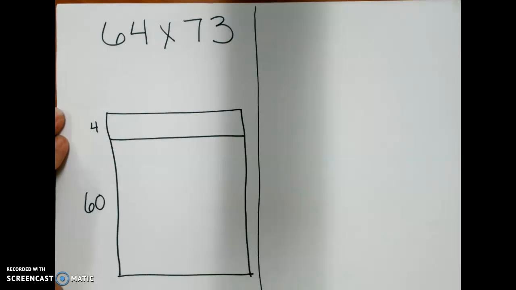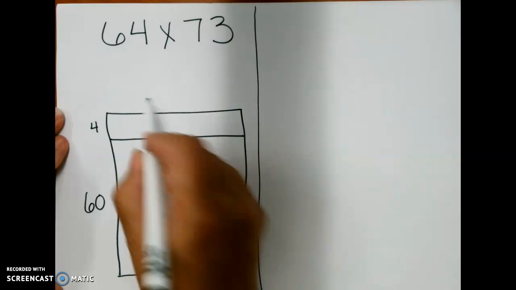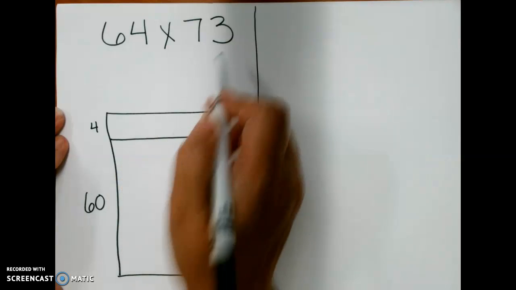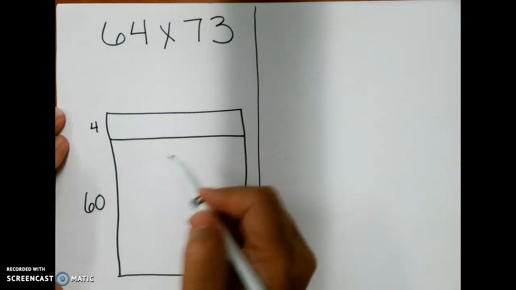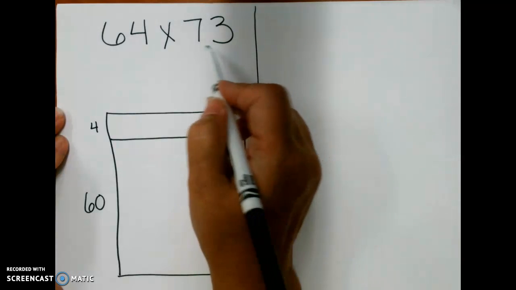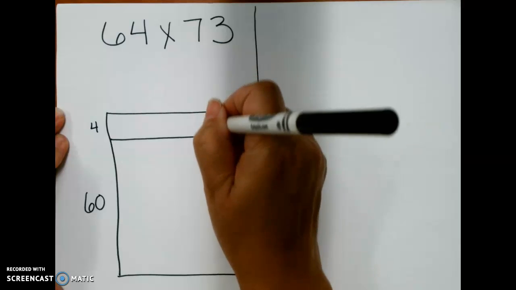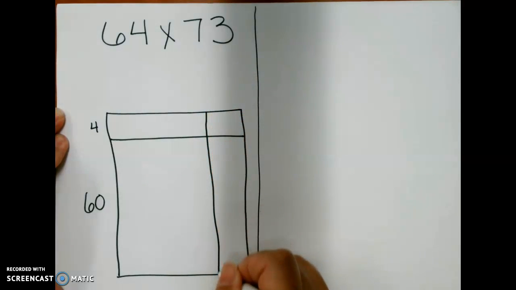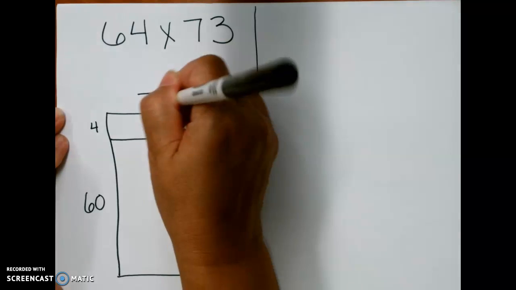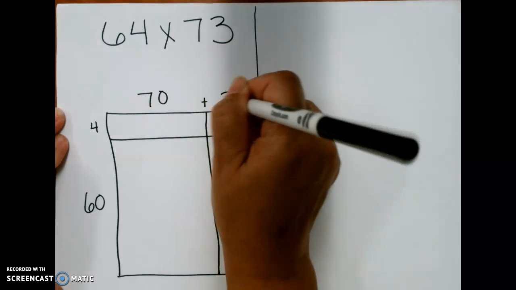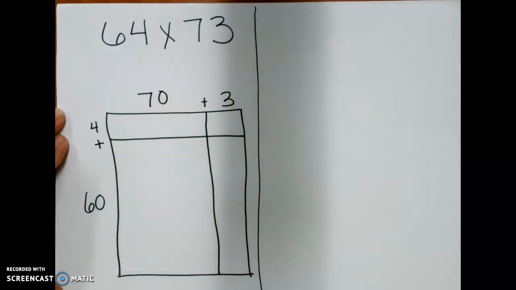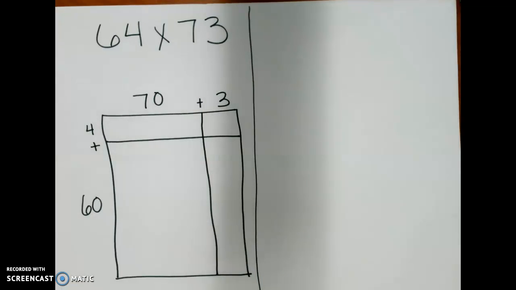like I said, 64 times 73. So I've already written the 60 and the 4. Now, if you remember, last week we were doing units. We called 73 our unit, and we just wrote it up here, and then we multiplied it. But I'm going to break this 73 apart today, and so I'm going to draw another line over here. So I have 70 plus 3, and 60 plus 4.